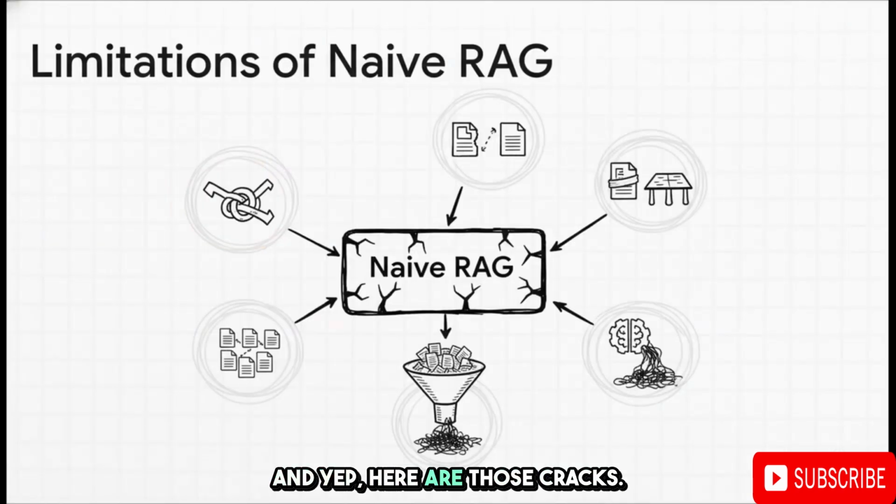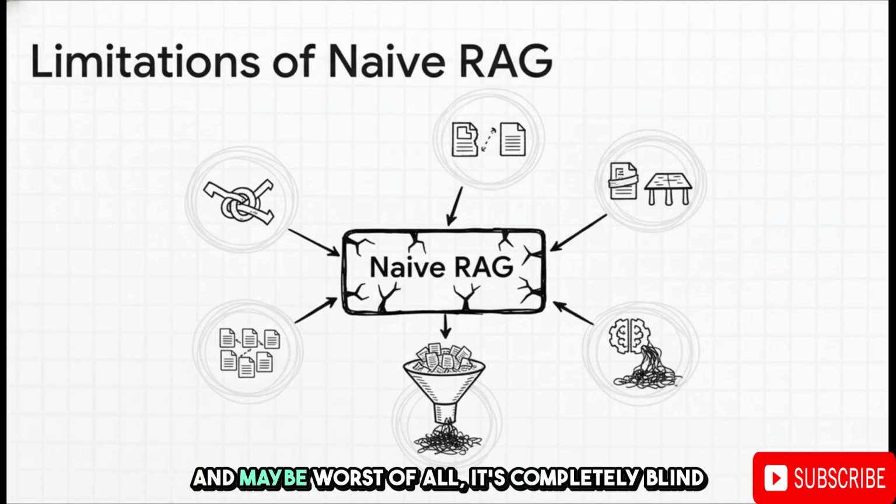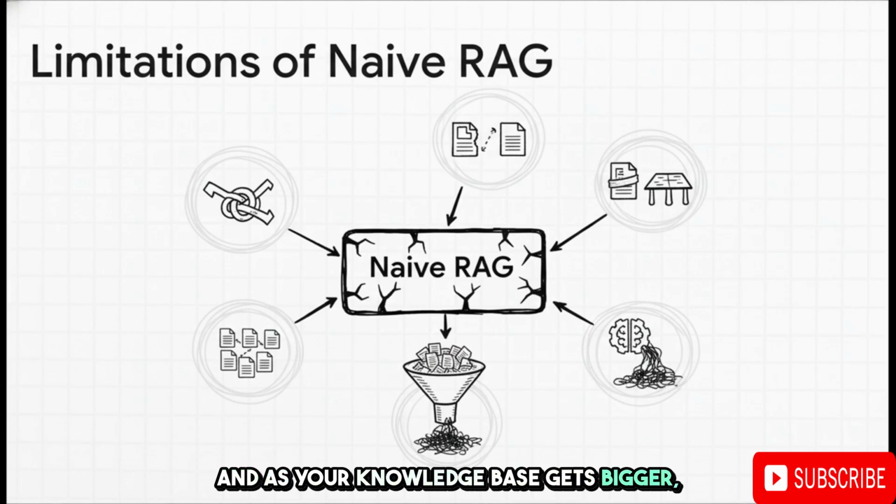And yep, here are those cracks. A naive pipeline just falls over when you give it a multi-step question that requires actual synthesis. It totally misses the deep connections between documents. And, maybe worst of all, it's completely blind to the super valuable information that's locked up in images, tables, and diagrams. As your knowledge base gets bigger, retrieval quality starts to tank, and you end up feeding a bunch of irrelevant noise to your generator, which just poisons the final answer.